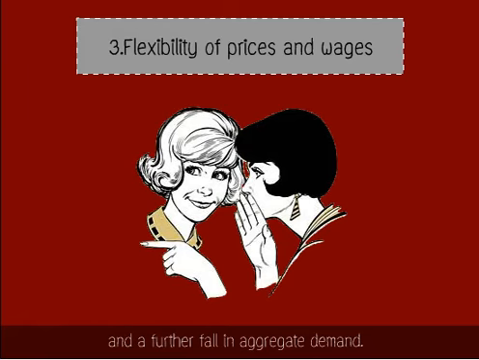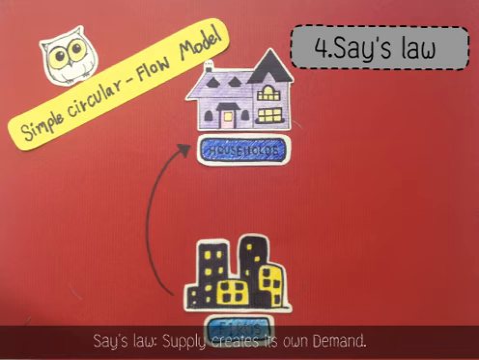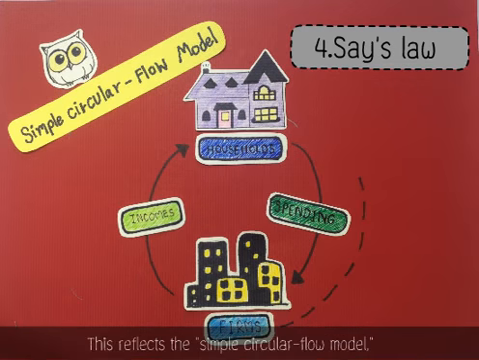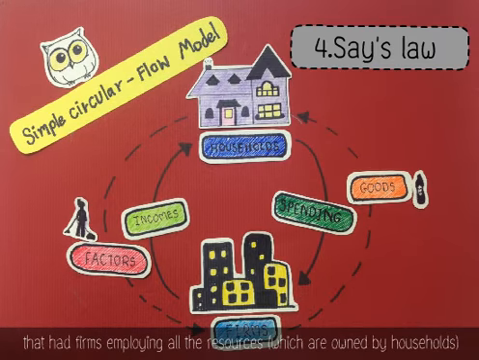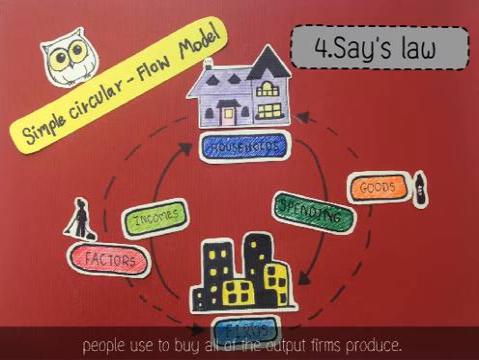Say's law. The classical Say's law: supply creates its own demand. This reflects the simple circular flow model, in which firms employ all the resources owned by households, and the cost of this input is the income people use to buy all of the output firms produce.